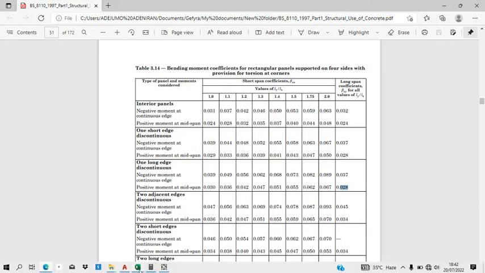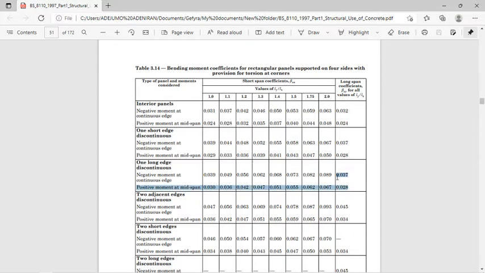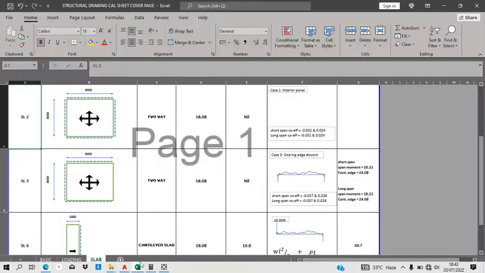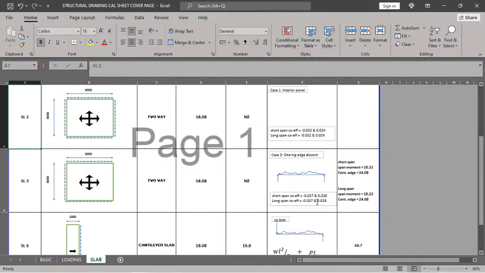But since the dimensions are the same, I used this dimension for the long edges to represent the short span and the long span. And this is what I have here, the short span coefficient and the long span coefficient. Using the same formula, I got the short span moment and the continuous edge, the long span moment and the continuous edge.